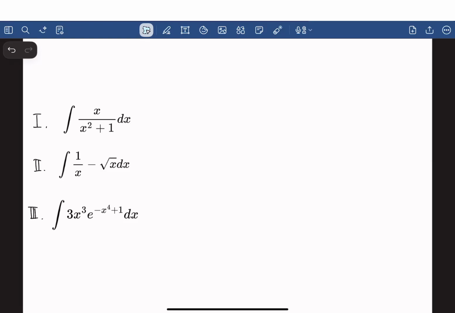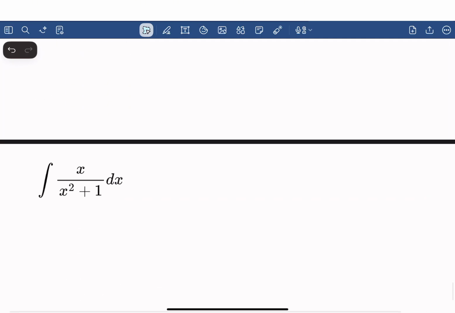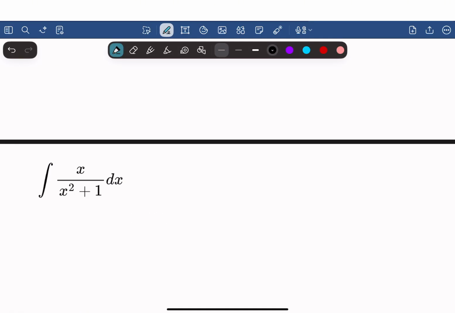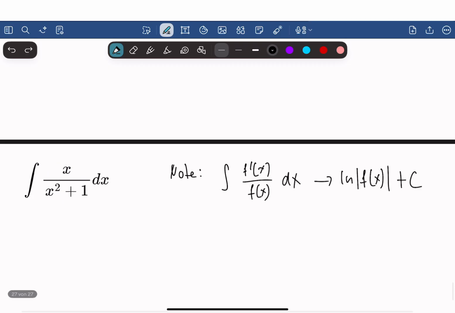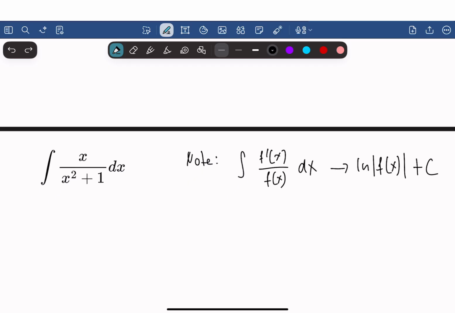Today we will talk about some integrals, and let's start right into it. So the first integral is the integral of x over x to the second power plus 1. And the first thing to note is that if you have the integral of the derivative of a function, f prime of x over f of x dx, you will get the ln of the absolute value of f of x plus c. So we have to reform the integral.